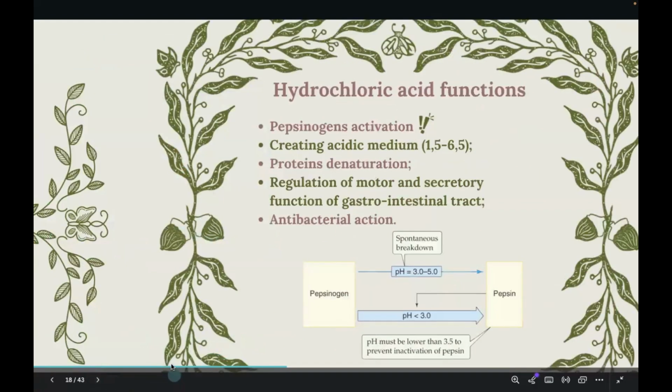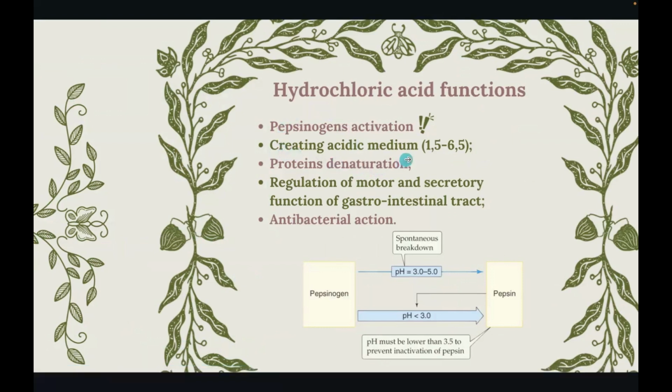Okay, now we talked about how HCl is produced, what stimulates HCl, what cells, and so on. We'll now go over the functions of HCl that you've already guessed by now. HCl creates an acidic medium, as we said, and it helps in digesting proteins and many food substances. It also has an antibacterial action, and it helps in regulating the motor and secretory function of the GI system. And this is not really important.